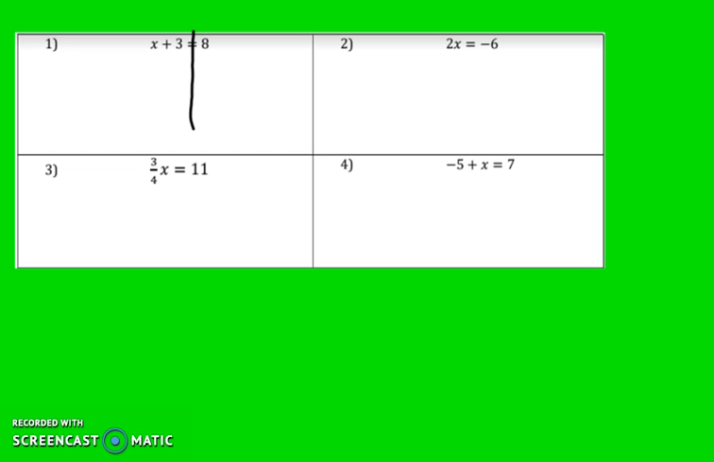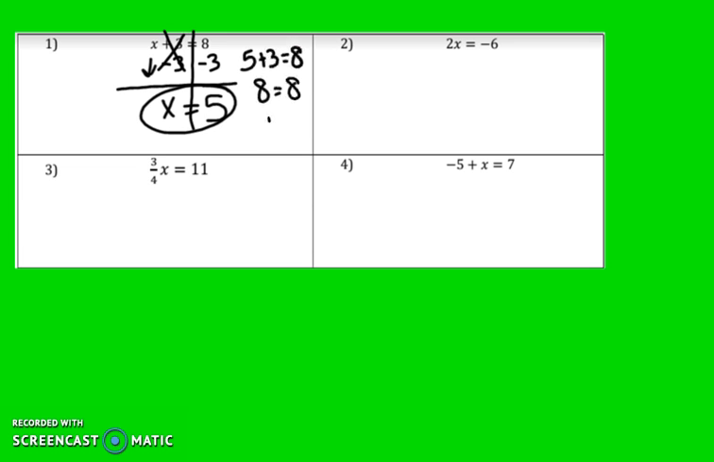In this case, I want my variable by itself, so I'm going to subtract 3 on both sides. Well, that means the 3 on this side now cancels out, so it is still left on one side. We're going to bring the x down, and we're left with x equals, well, 8 minus 3 is 5, and that becomes our answer. If we plug it back in to check, if x equals 5, well, 5 plus 3 equals 8, and 8 equals 8, so it's true.